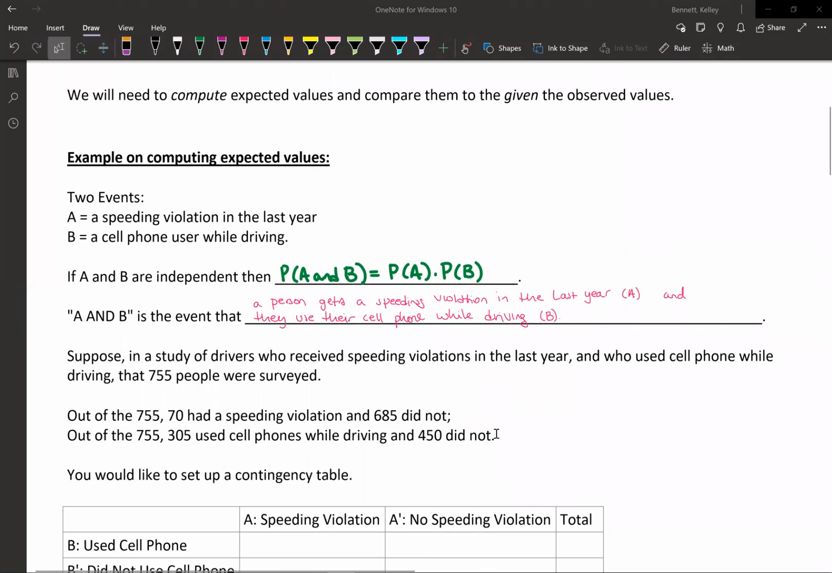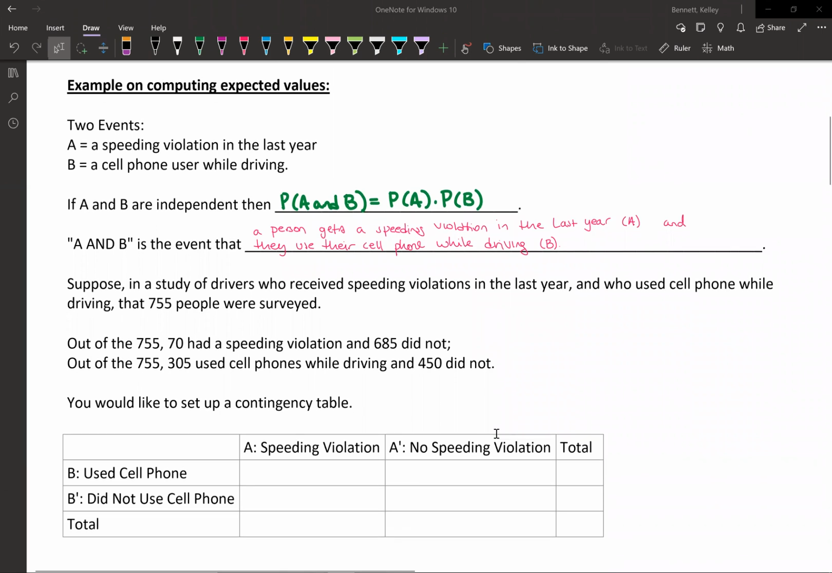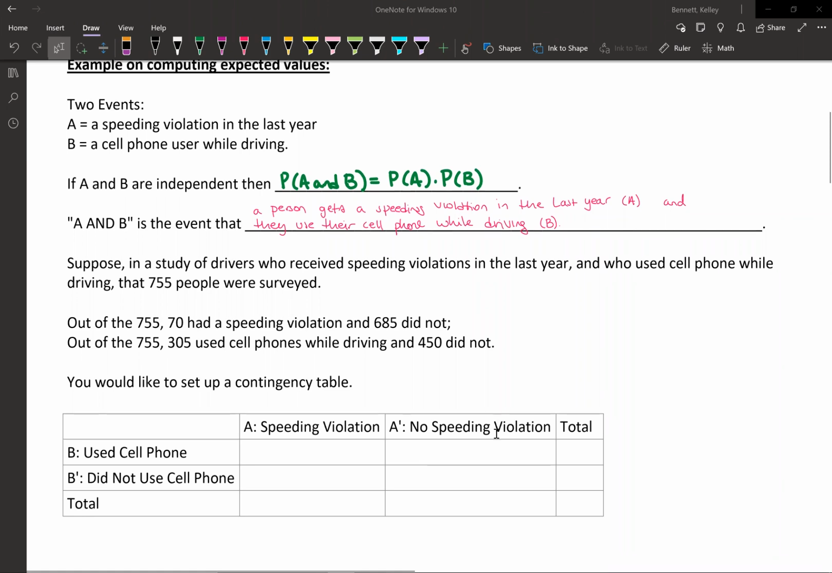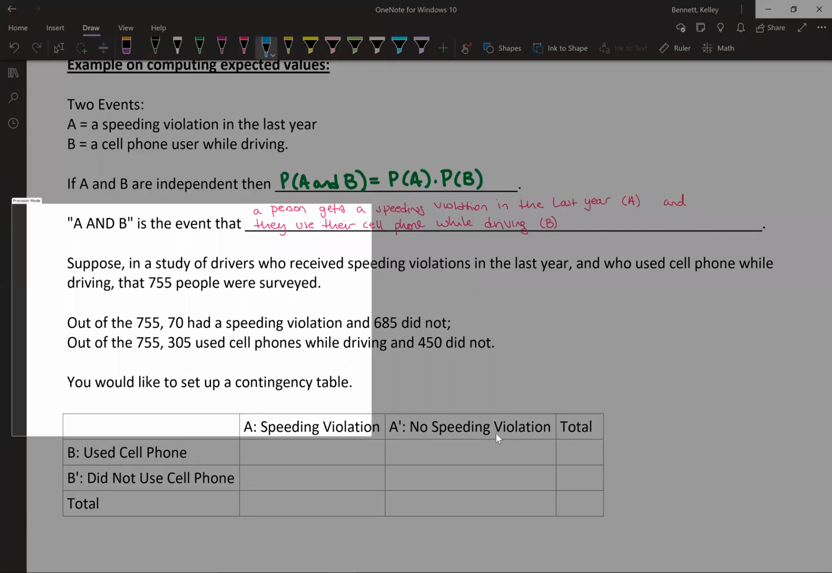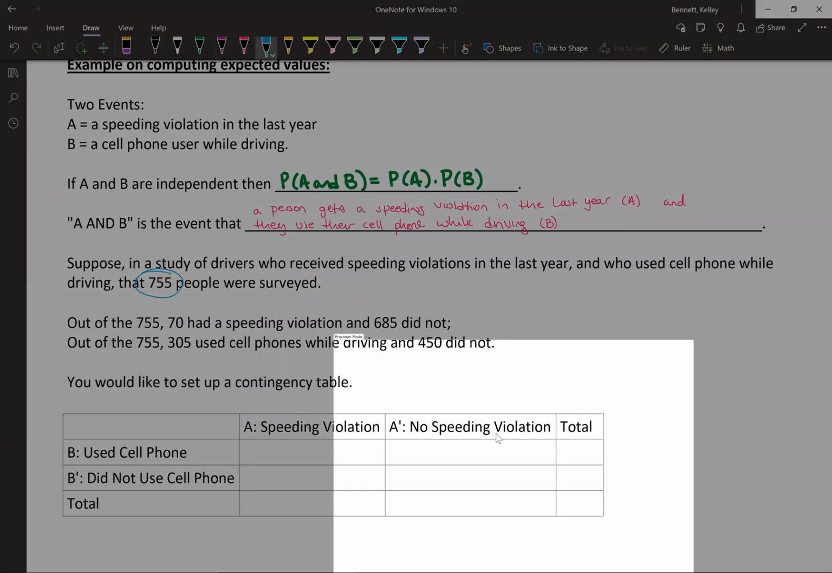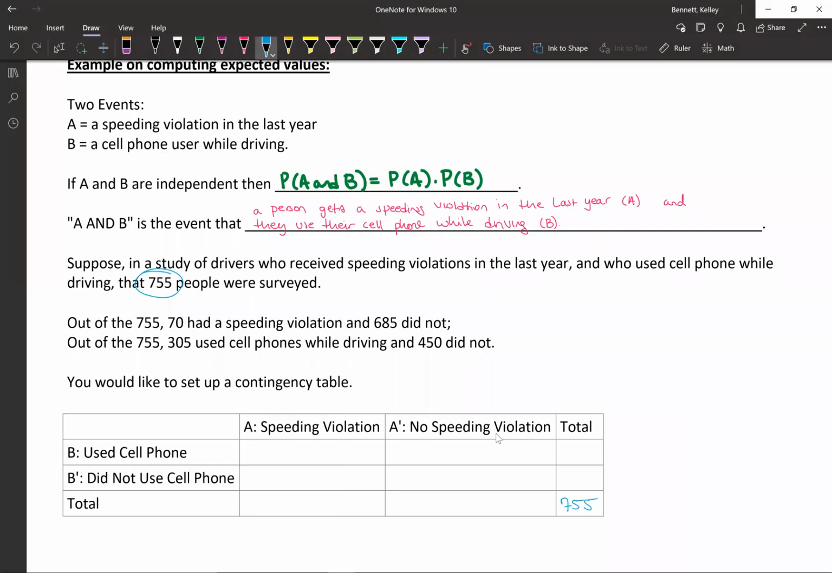So let's do an example on how to compute our expected values using the definition of independence. So we're given some information here, a study of drivers who received speeding violations in the last year and who use cell phones while driving. There were 755 people in that study. So this is the total number of people in the study, hence it goes in our total of totals. This is everybody, 755. Out of the 755, 70 had a speeding violation.